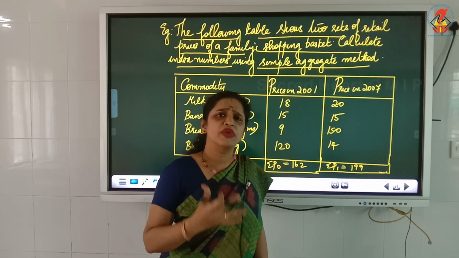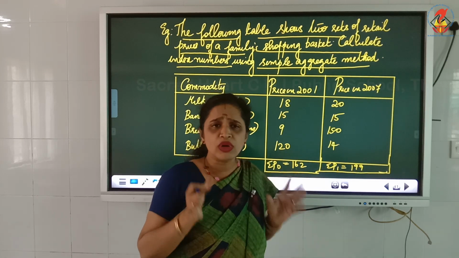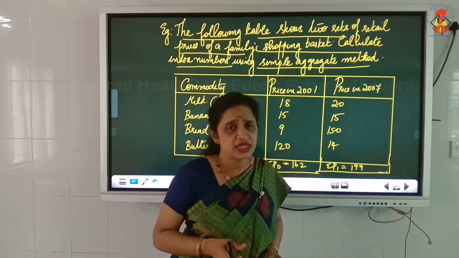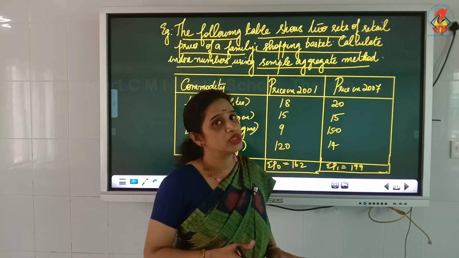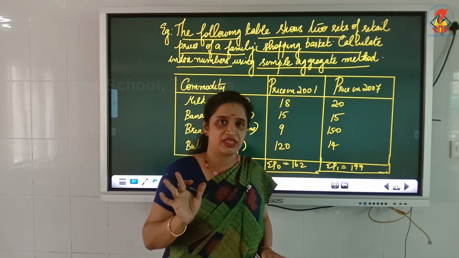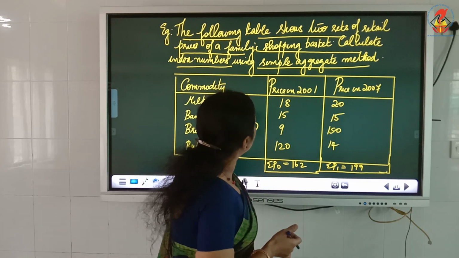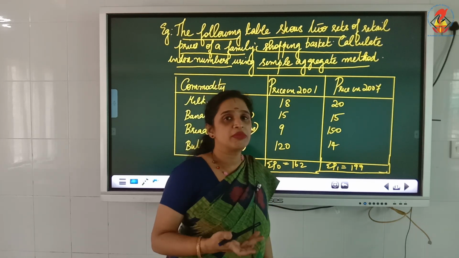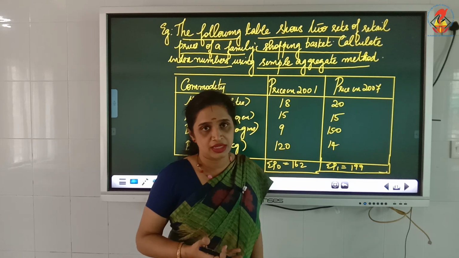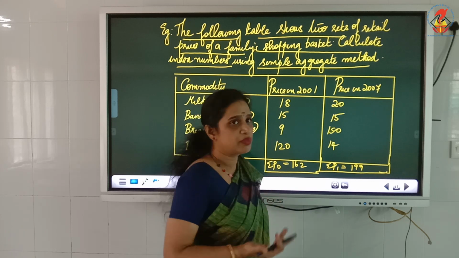Including all the commodities is not possible; therefore, we have selected certain commodities and included them in the family's purchasing basket, and you are asked to find the index number using the simple aggregative method, which comes under unweighted index numbers. Why is it known as an unweighted index number? Because no weight is assigned here. The prices are given here.